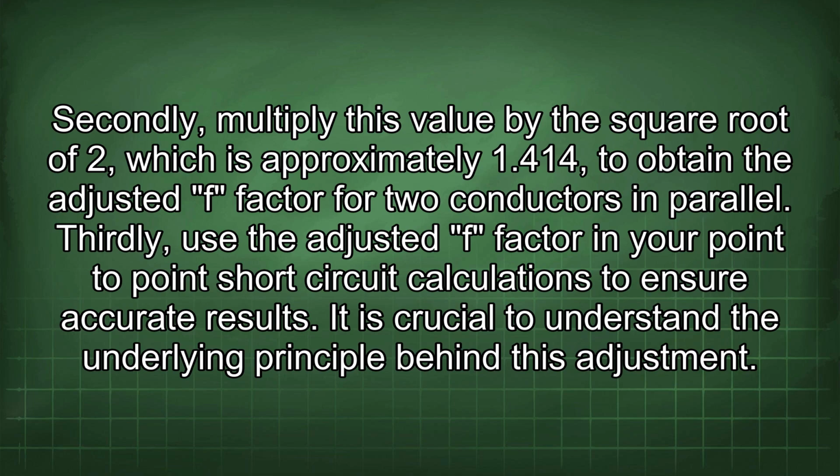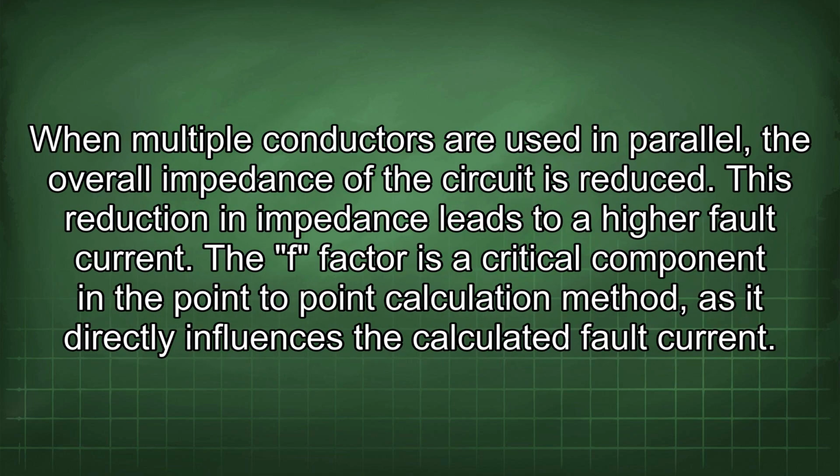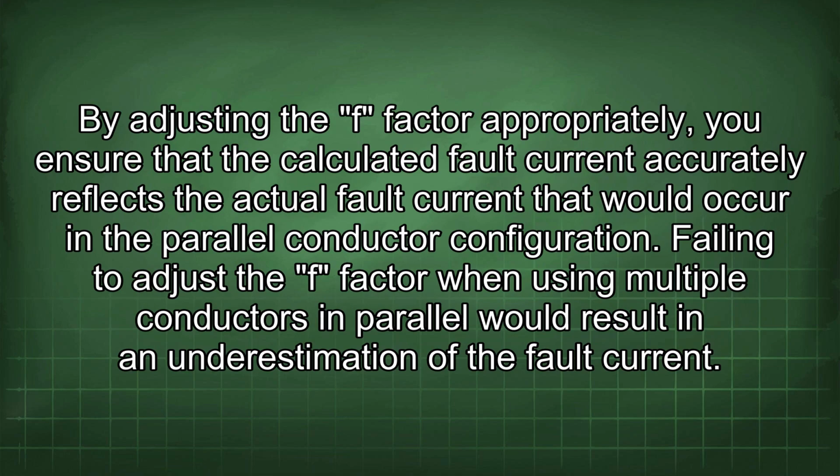It is crucial to understand the underlying principle behind this adjustment. When multiple conductors are used in parallel, the overall impedance of the circuit is reduced. This reduction in impedance leads to a higher fault current. The F-factor is a critical component in the point-to-point calculation method as it directly influences the calculated fault current. By adjusting the F-factor appropriately, you ensure that the calculated fault current accurately reflects the actual fault current that would occur in a parallel conductor configuration.